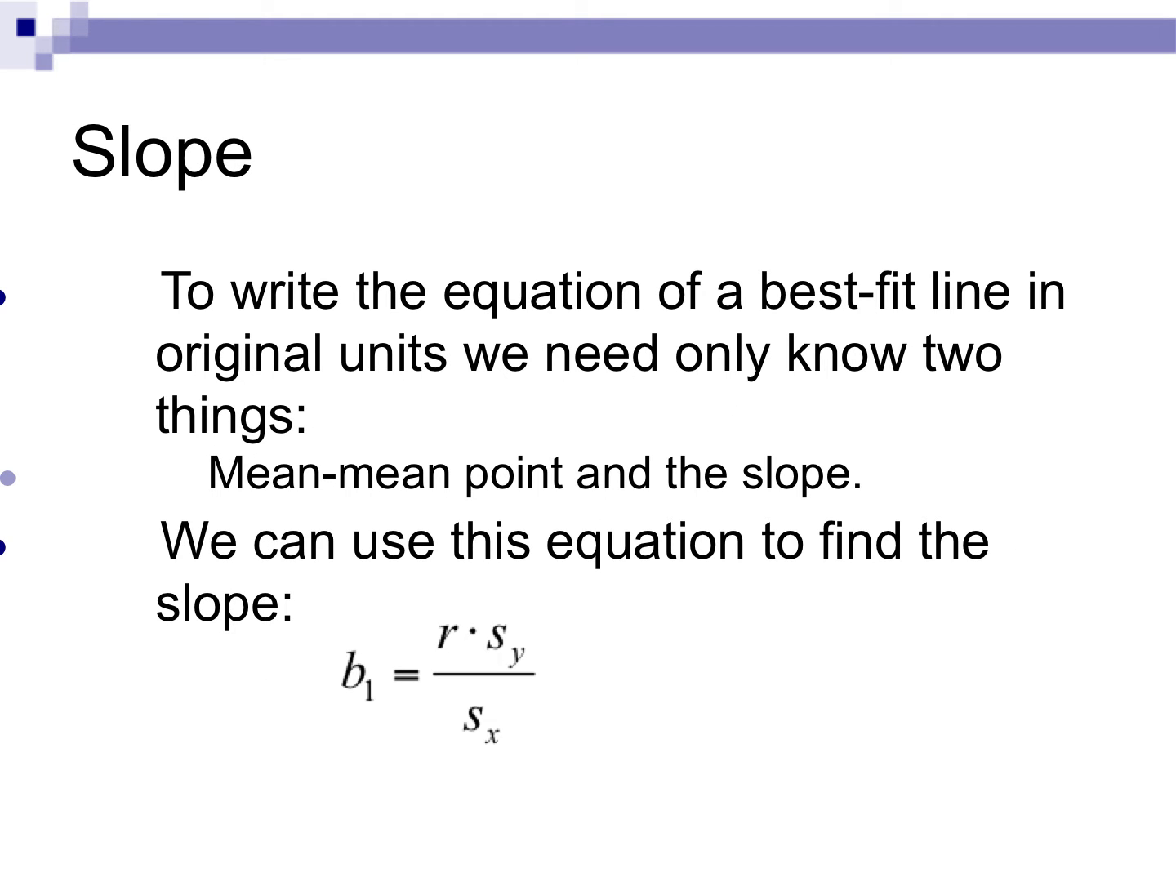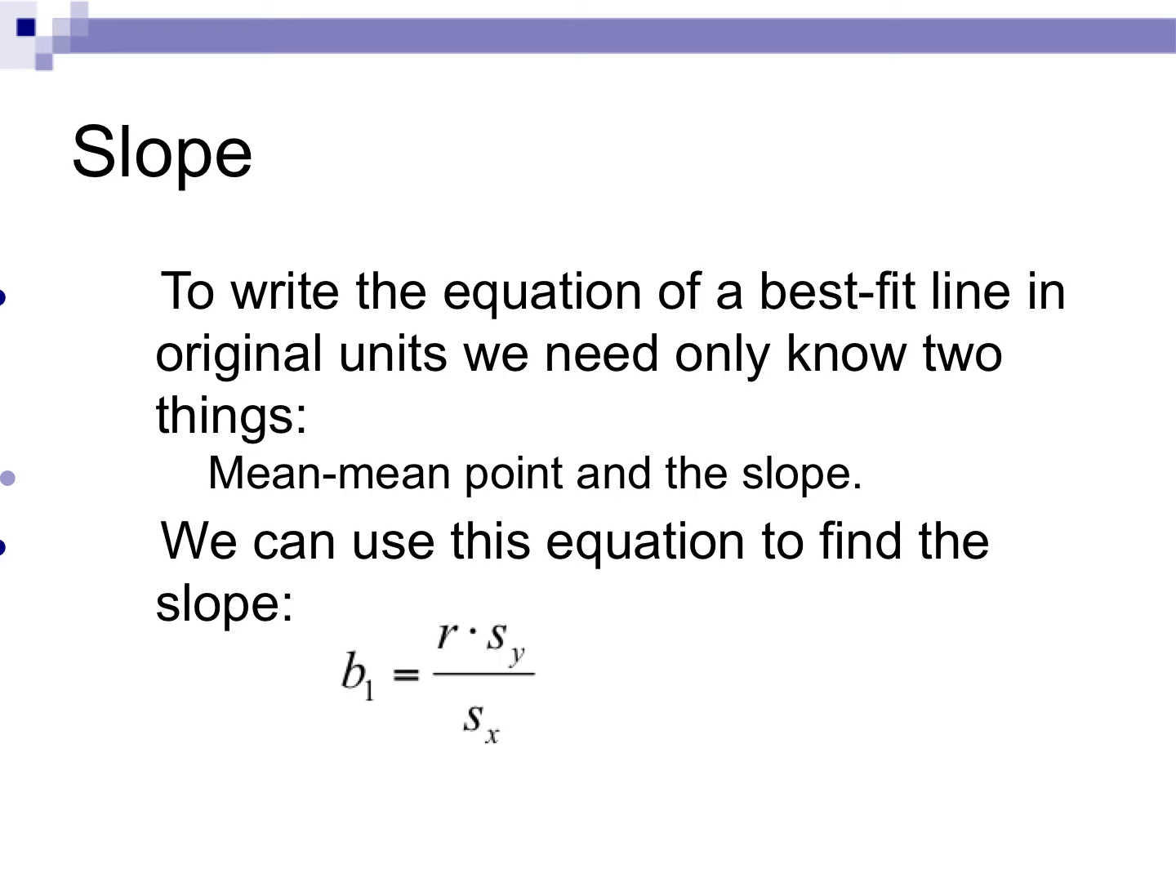All right, so to write the equation of a best fit line in the original units, we need to only know two things: the mean point, and the slope. If I know the mean point, if I know the slope of the line and a point it passes through, we can write an equation. That's algebra 1. That was a long time ago for a lot of you.